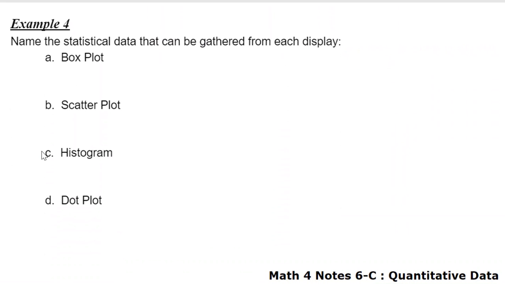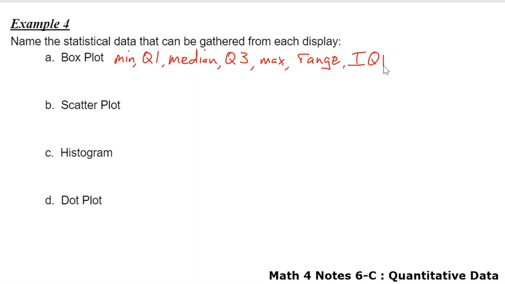Let's talk about things that you can gather from each one of these. The box plot is going to give you a checklist of information. You're going to get a minimum value. You're going to get first quartile. You're going to get the median in the middle. You're going to get quartile 3. You're going to get the maximum value. You also should be able to name things like the range and the IQR. And we talked about how the IQR can lead you to identifying outliers. So all of those are a possibility with a box plot. That's why a lot of statisticians use the box plot, because it gives you this treasure trove of information.